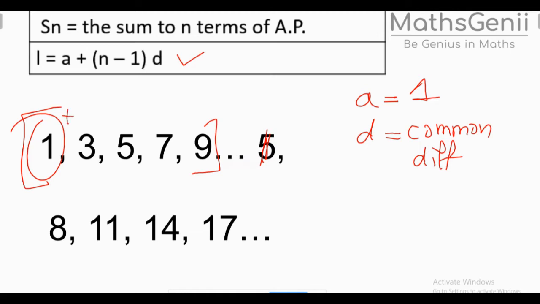If you add 2, you will get 3. If you add 2, you will get 5. If you add 2, you will get 7. And 7 plus 2, 9. So what is the common difference in this question? It's 2. Correct?